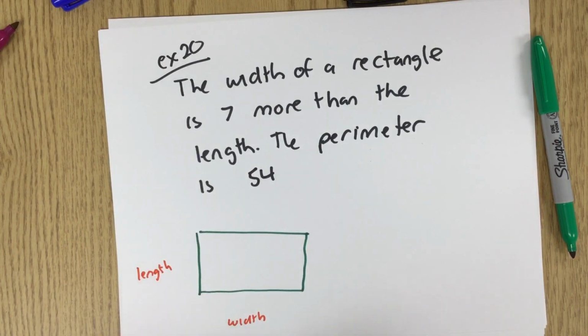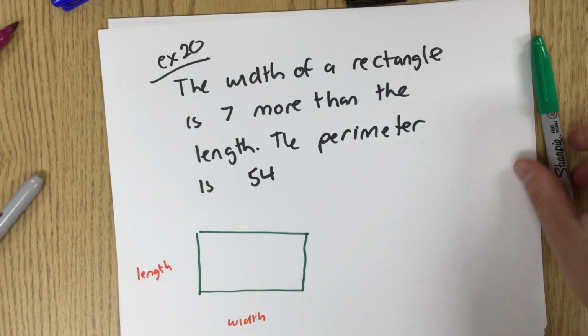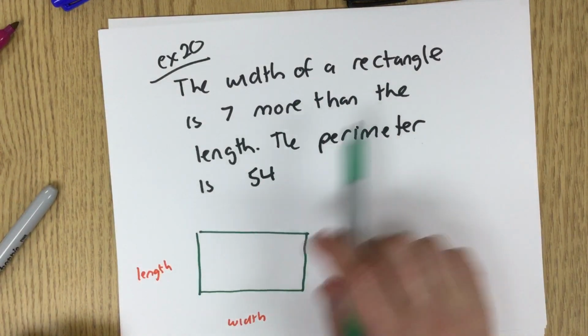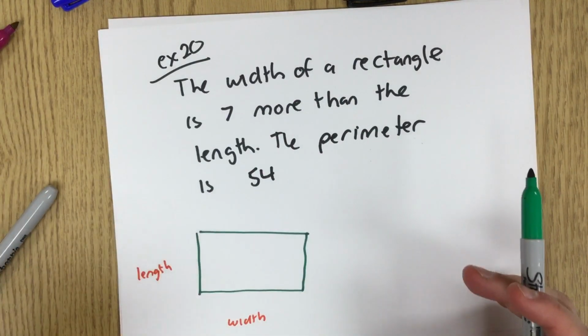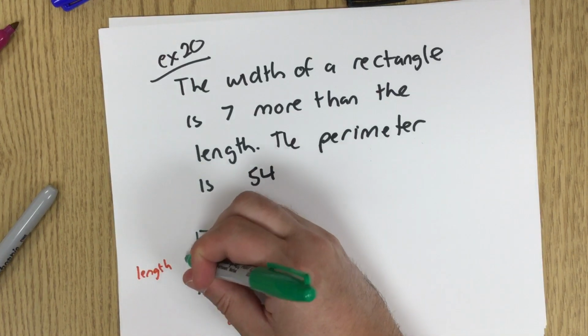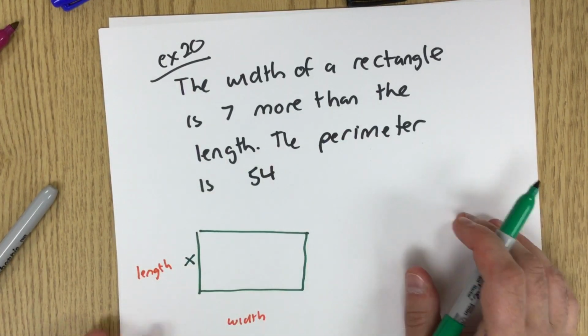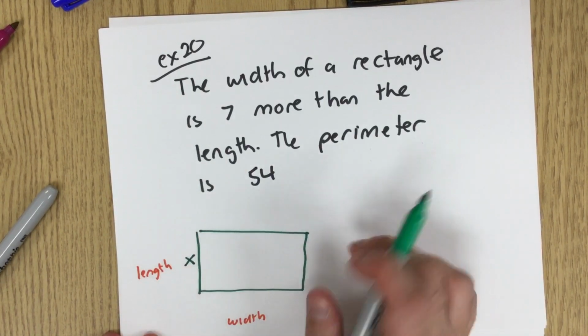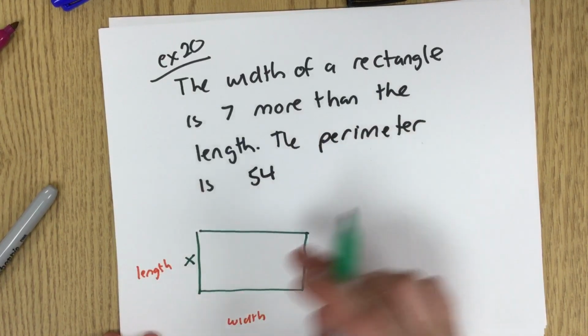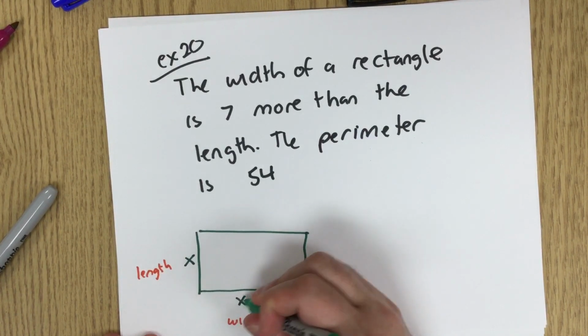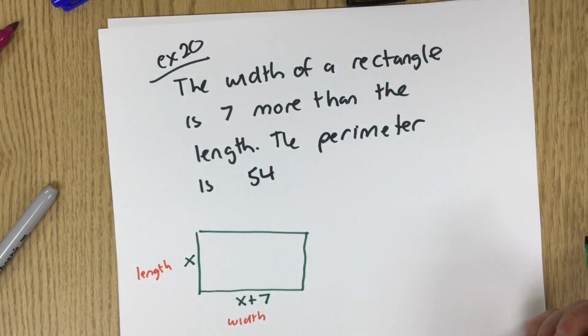Now the same rule I said before, which is I try to make the smaller side the x. So if the width is 7 more than the length, the width is bigger, the length is smaller. So I'm going to try to make the length x. So the length is x because I think that's smaller. The width is 7 more than the length. So if the length is x, then the width is x plus 7.